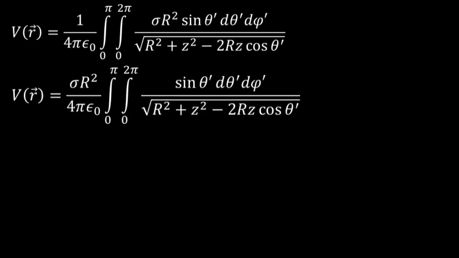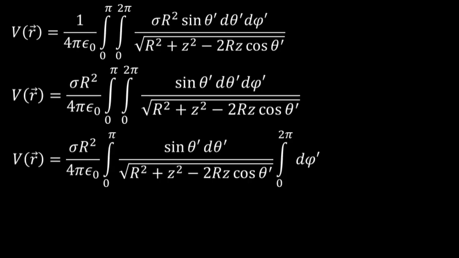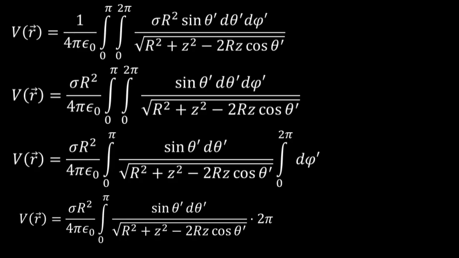First, let's put all the constants outside of the integral. Now let's split this double integral into two integrals, one with everything that depends on theta and one with everything dependent on phi. Here we can easily do that because nothing in this expression is dependent on phi, so we can immediately integrate d phi from 0 to 2 pi, which is just 2 pi. Easy.